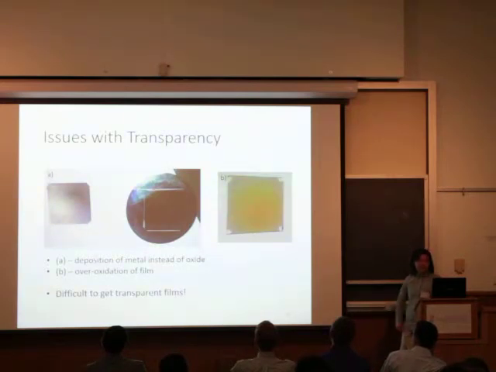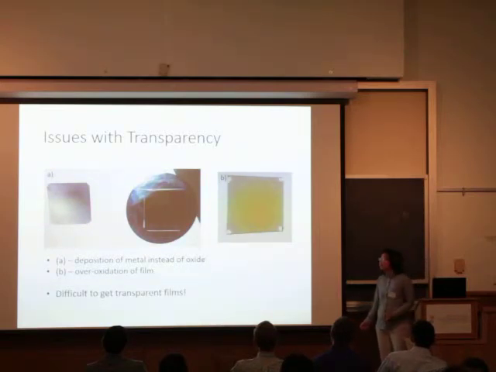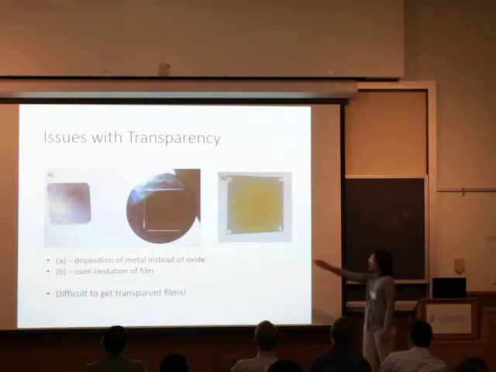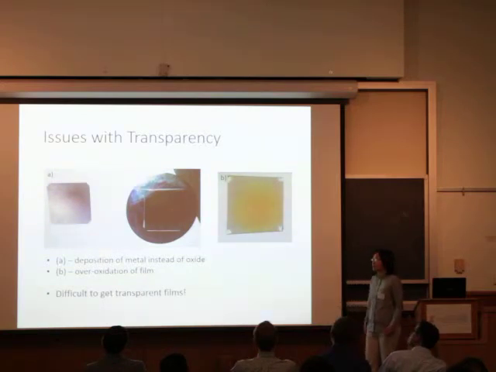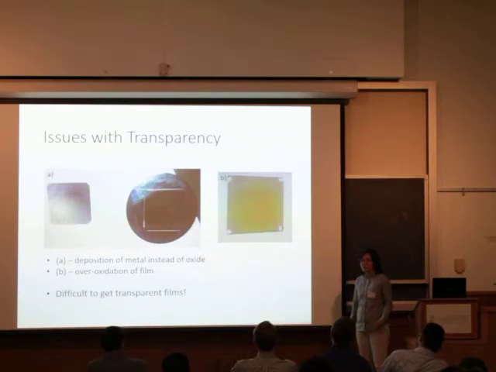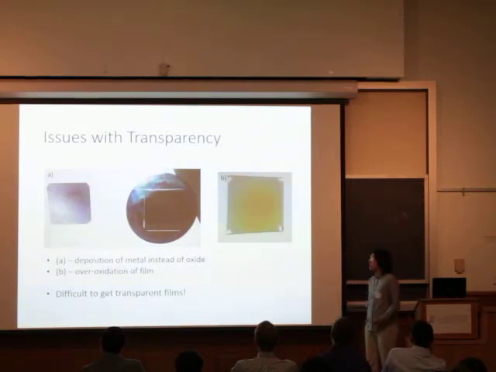In fact, we had a lot of problems trying to achieve a transparent IMO film grown by PLD. Here I've got a picture of two of the most common problems that we encountered. A depicts a light-gray opaque metallic layer. This is due to the deposition of a metal instead of an oxide on our film. This was the result of the laser simply being too powerful and chemically reducing our material before it was deposited. We attempted to correct for this by growing our films in an oxygen-rich atmosphere.